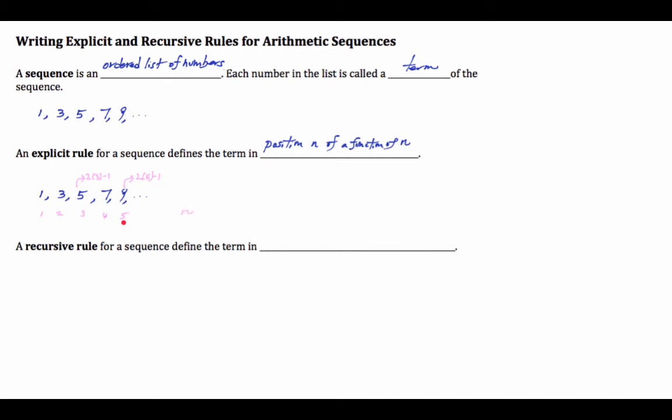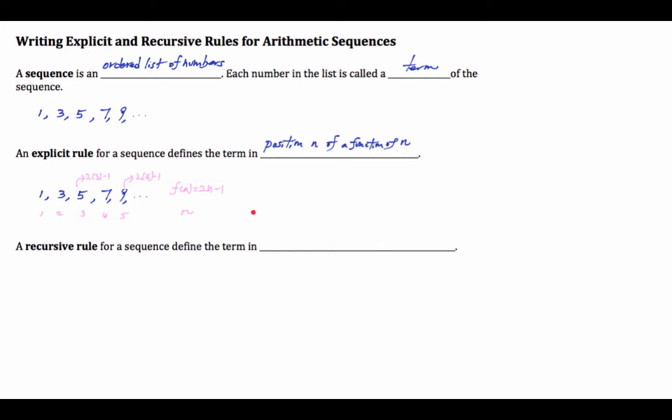What if it's the nth term? That's right, you double it and subtract 1. So the function becomes, in this case, the explicit rule, which looks like f of n is equal to 2n minus 1. That looks like a function, doesn't it? Like a linear function.